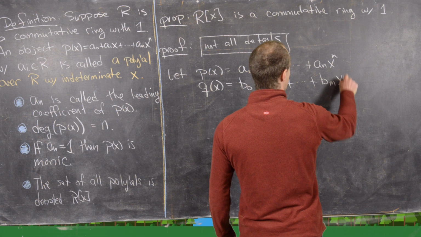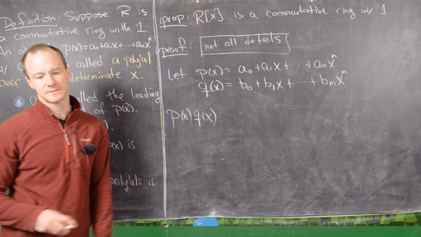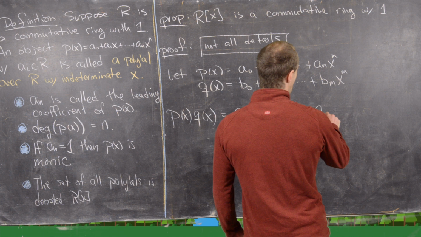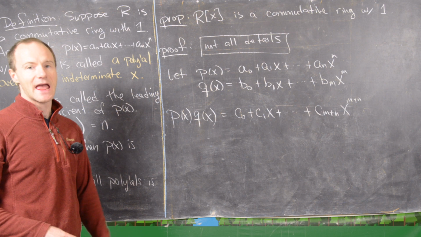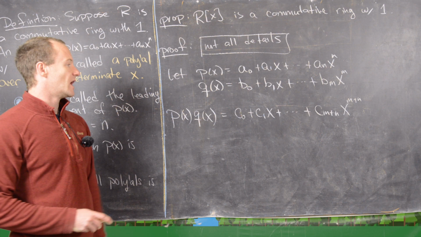Okay, good. Now what we want to do is look at the product of these two things. So the product of p of x and q of x. So we know that that is going to be some object, which is c0 plus c1 x all the way up to c(m plus n) x to the m plus n, because we know that the product of a degree n polynomial with a degree m polynomial will necessarily be degree m plus n. So now we just need to get a feel for what those coefficients are. And we can do it pretty easily by example and then extrapolate that out to a formula.